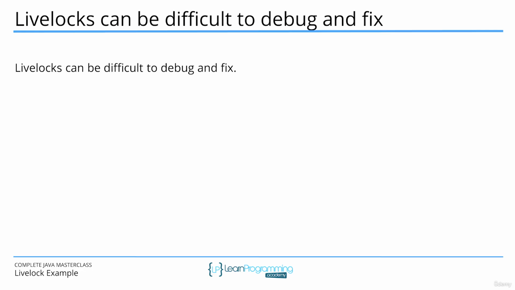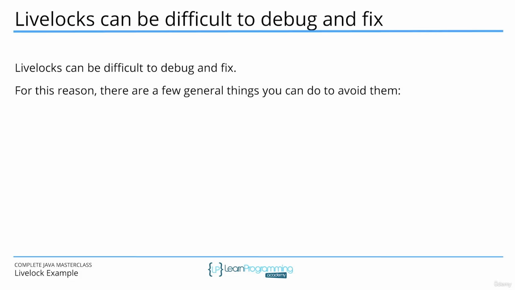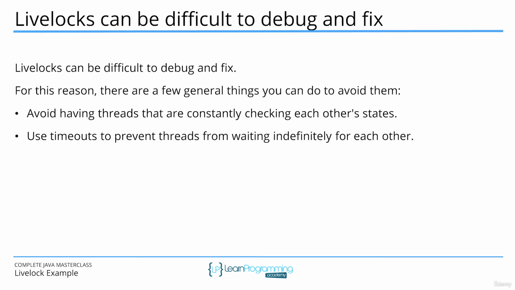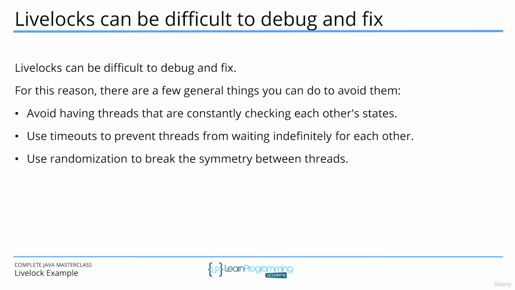Live locks can be difficult to debug and fix. For this reason, there are a few general things you can do to avoid them. Avoid having threads that are constantly checking each other's states. If possible, design your code so that threads can make progress independently of each other. Use timeouts to prevent threads from waiting indefinitely for each other. Use randomization to break the symmetry between threads. For example, if two threads are both trying to acquire the same resource, you can have them randomly decide which thread should acquire the resource first.